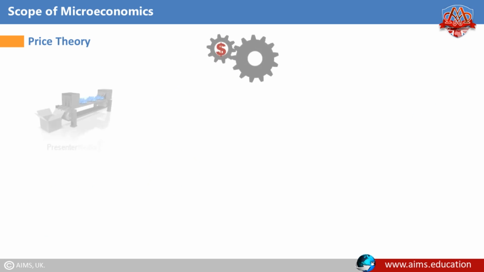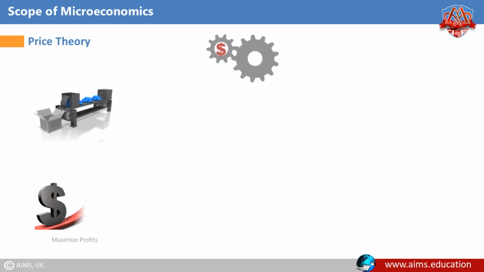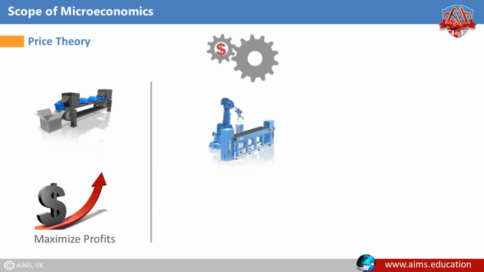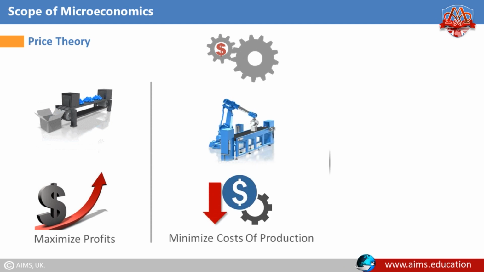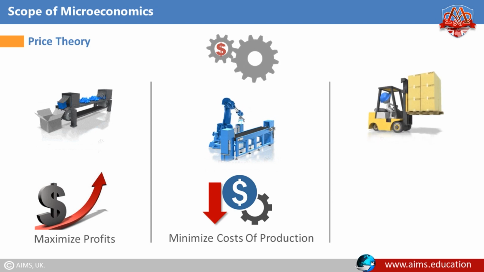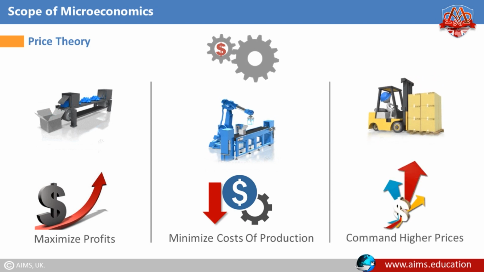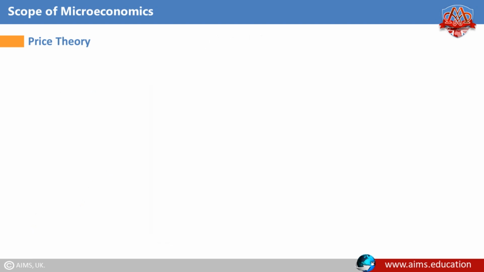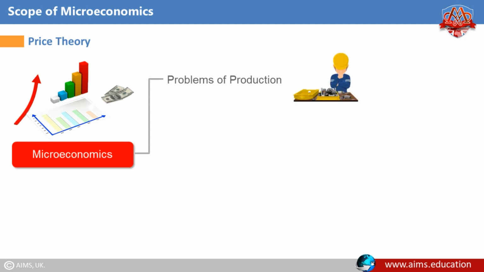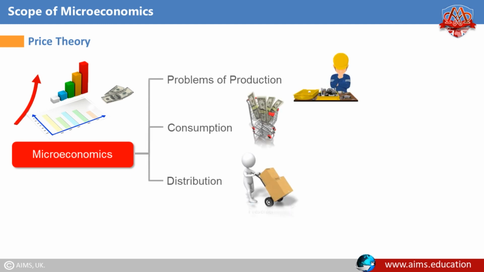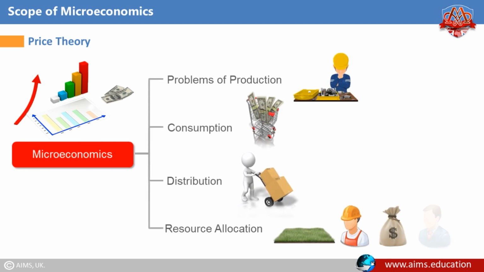That is, those goods should be produced which maximize profits, those techniques should be adopted which minimize costs of production, and the resources should be allocated in those uses where the resources command higher prices. So, we can say that in microeconomics, we deal with problems of production, consumption, distribution, and resource allocation.